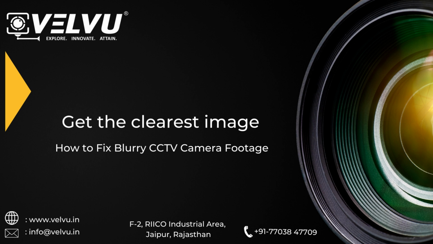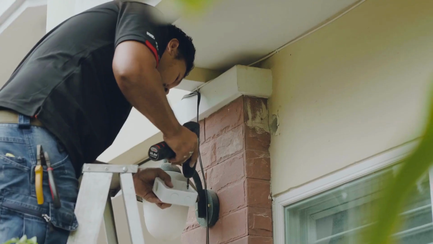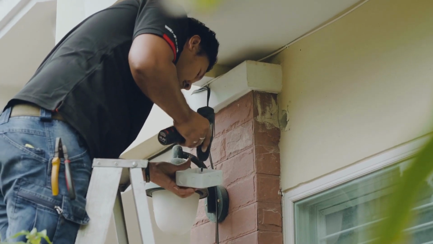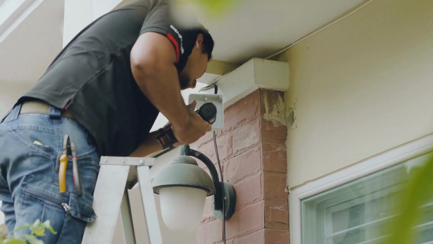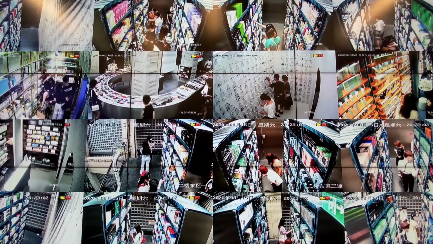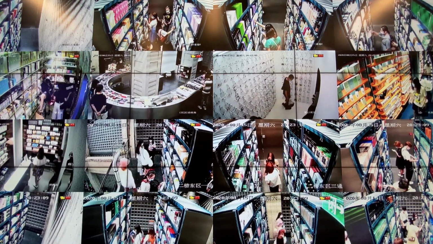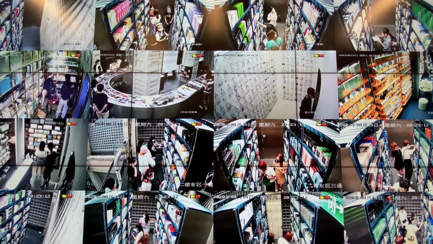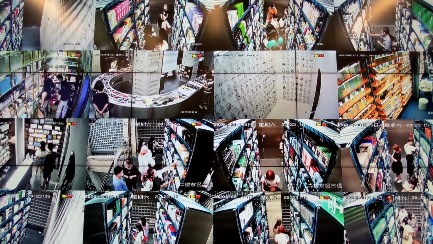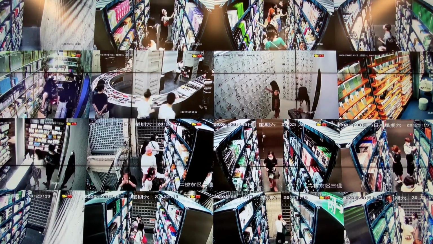Get the clearest image. How to fix blurry CCTV camera footage. Security is paramount in our rapidly evolving world, and CCTV cameras play a crucial role in safeguarding our homes, businesses, and public spaces. However, one common issue that many people encounter with their CCTV camera systems is blurry footage.